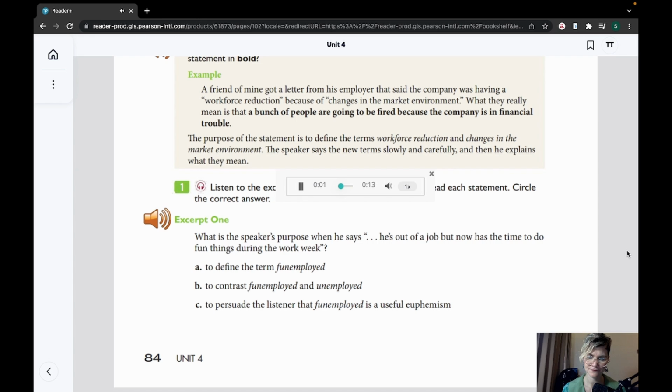Have you heard the term funemployed? That's how my friend explains his current situation. He's out of a job, but now has the time to do fun things during the work week.